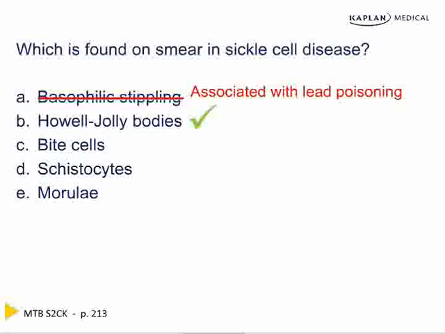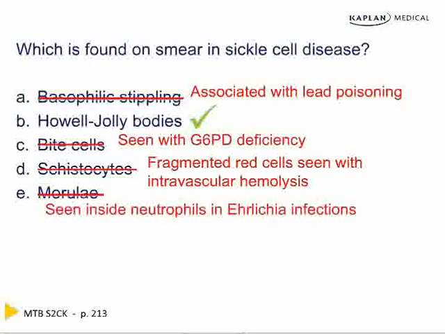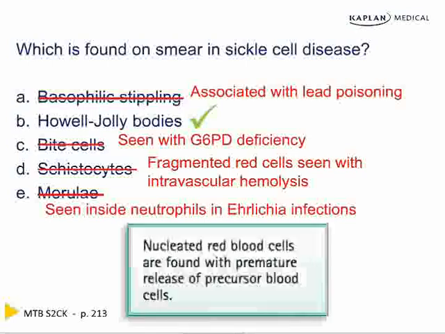Basophilic stippling is an unusual thing, little dots across the red cells, with lead poisoning. Bite cells are when the Heinz bodies get bitten out by the spleen. That's seen in G6PD, glucose 6-phosphate dehydrogenase deficiency. These Heinz bodies get bitten out, removed. The schistocytes are fragmented cells seen with intravascular hemolysis, such as DIC, TTP, HUS, and morula are seen inside neutrophils with Ehrlichia. Nucleated red cells are found with premature release of cells. It's like little child soldiers. It's the step just before reticulocytes, nucleated red cells.